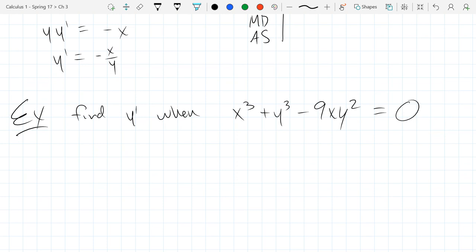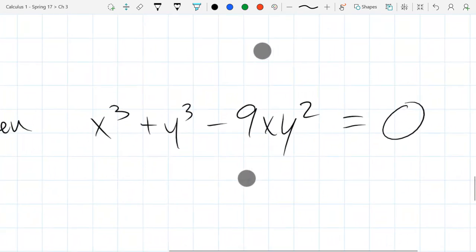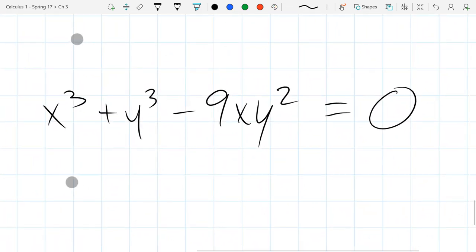So could you solve for y? You can try. It's not going to be terribly easy, though. You're going to have to complete the cube or something like that. So it's going to be pretty challenging to solve for y. However, we can still find y prime.